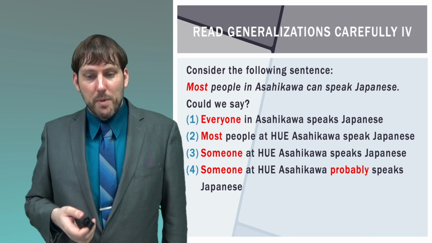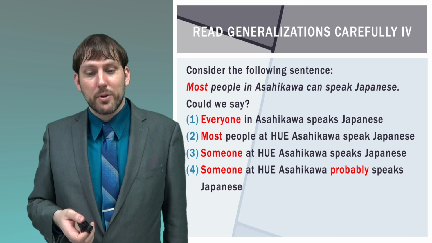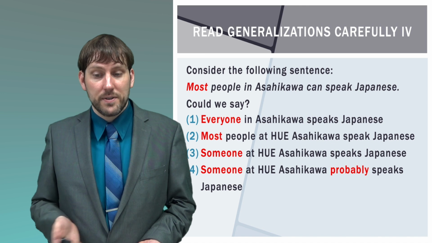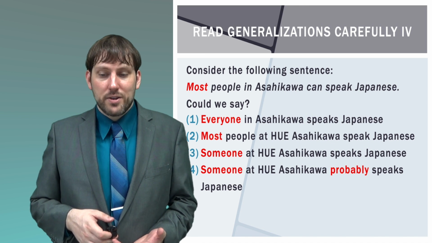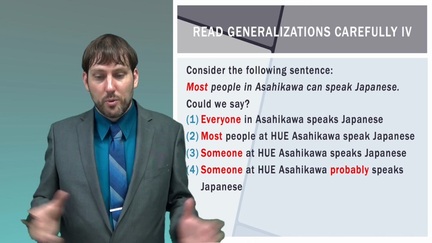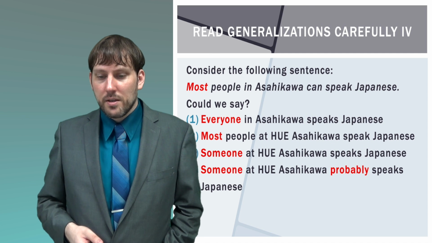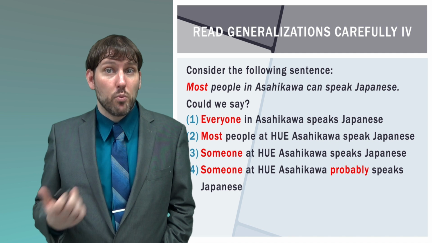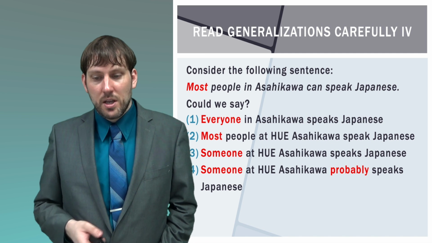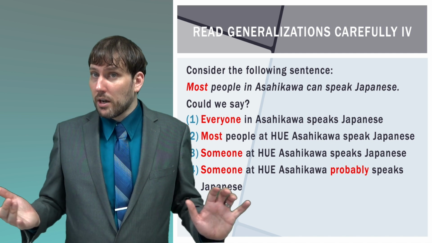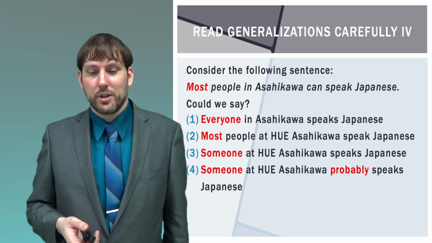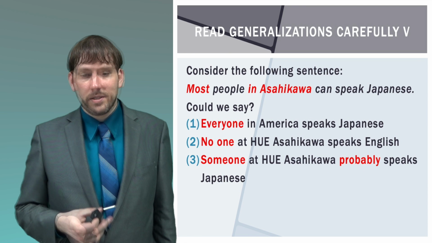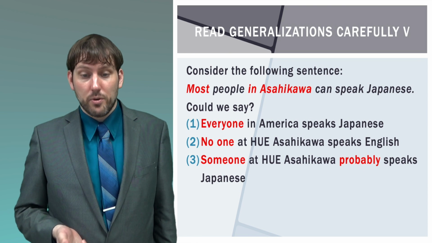Let's consider another one. Most people in Asahikawa can speak Japanese. So could we make it stronger? Could we say everyone in Asahikawa speaks Japanese? Most people at HE Asahikawa speak Japanese. So could we narrow the context? Some people at HE Asahikawa speak Japanese, or someone, so at least one person speaks Japanese. Or even looser in terms of how strong of a thing we're saying, someone at HE Asahikawa probably speaks Japanese.